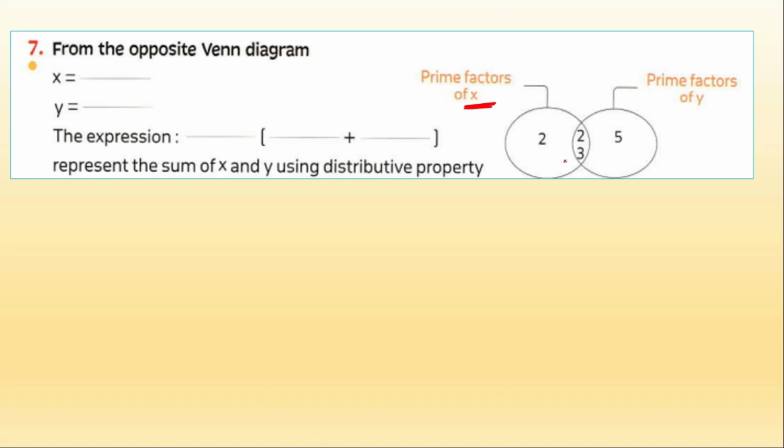Okay, in the figure we have here, the Venn diagram has two ovals. The first one refers to the prime factors of x, and the next one the prime factors of y. So x equals what? x equals 2 times 2 times 3. All these numbers are in x.